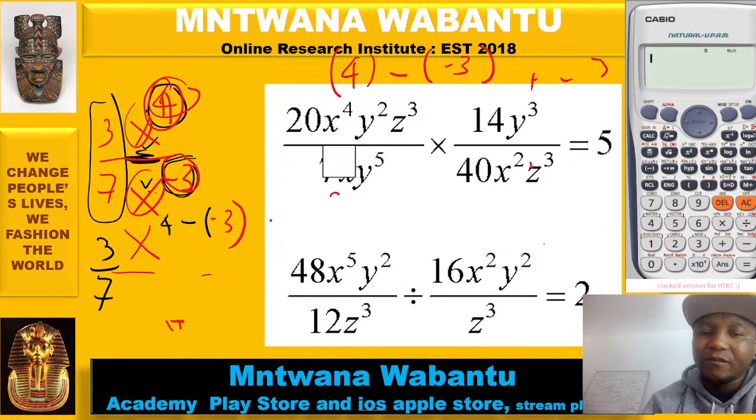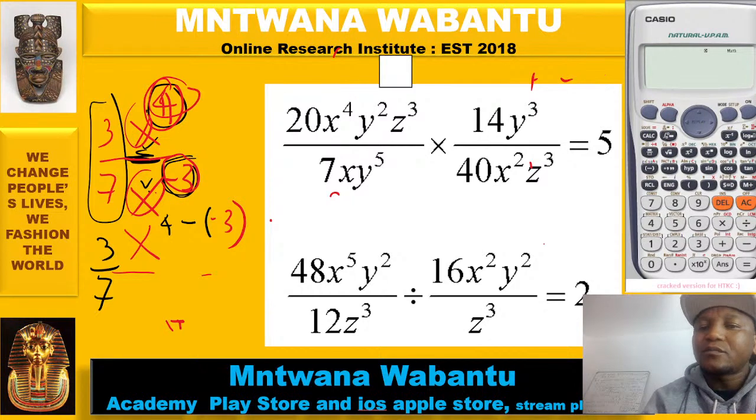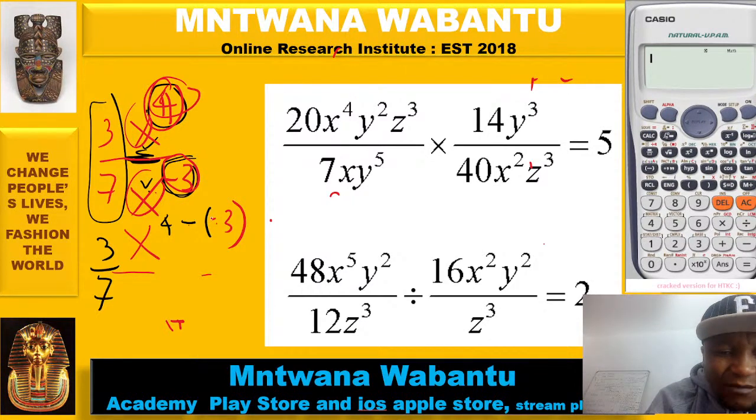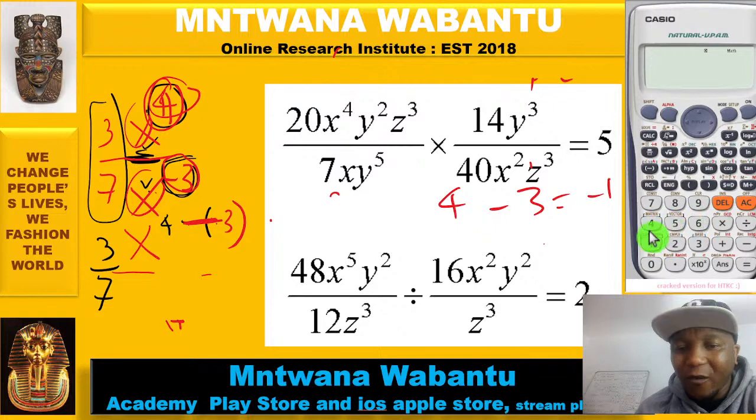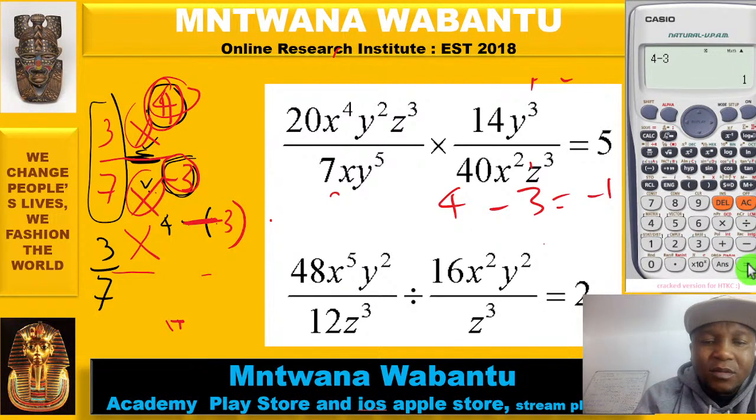That's what I say here. Negative and positive is going to give us what? Negative. So it's like 4 minus 3. 4 minus 3 equal to negative 1. Or if you don't know, you can plug it in a calculator. 4 minus 3, you get equal to 1. So then we're going to say 4 minus 3 equal to 1.